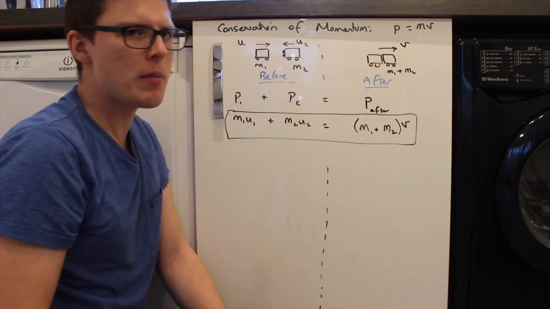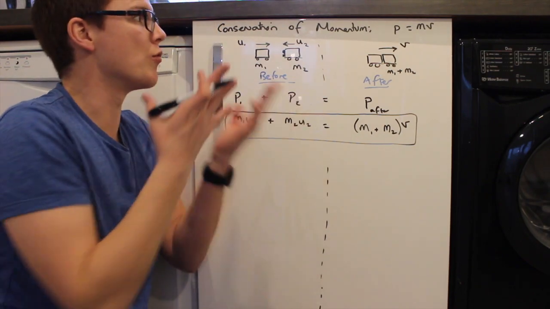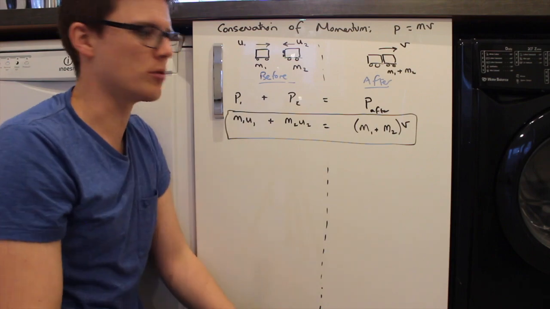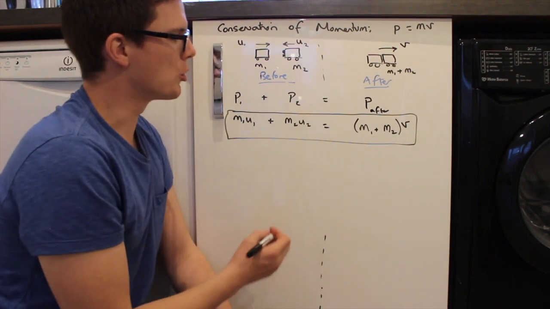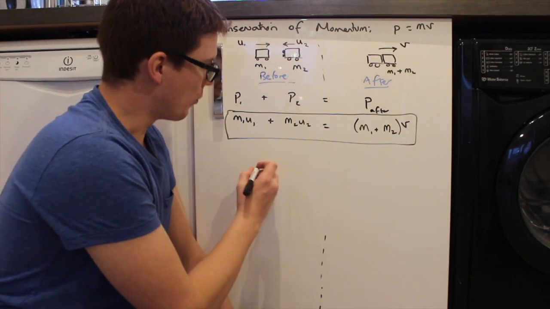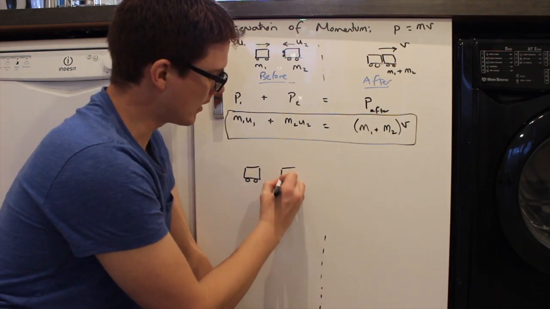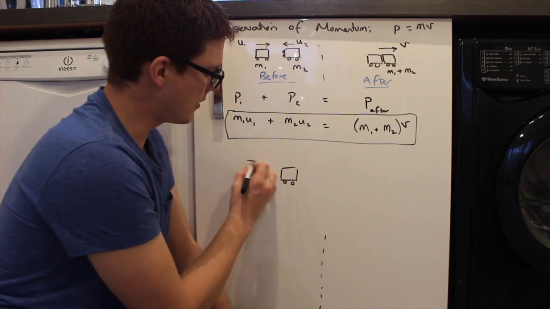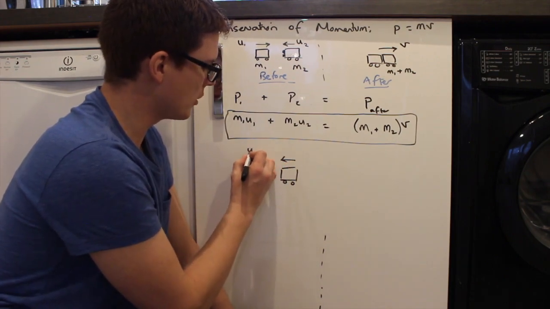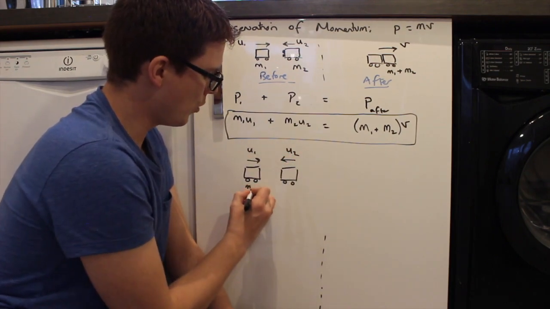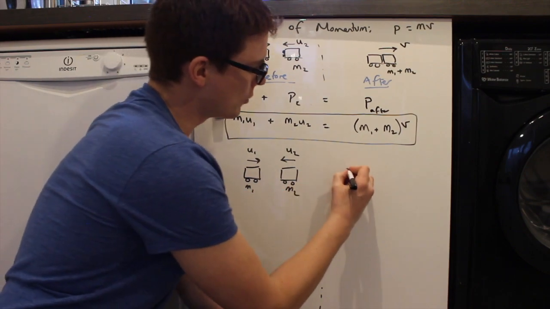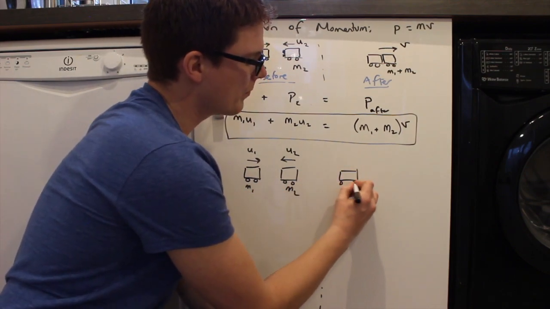Okay, now I wouldn't remember this equation. I'd just remember how to do conservation of momentum. Because what we'll now do is change the scenario, where we'll have an object over here that's going to collide with this other object. In fact, we'll do the exact same scenario. So we've got u1, u2, m1, m2, and then afterwards they're going to have changed.